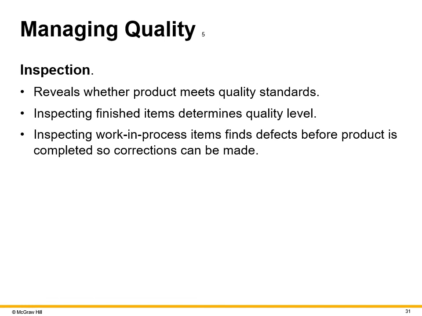Inspection reveals whether products meet established quality standards. Some inspection techniques are simple, such as weighing or observing, while others are much more elaborate. Organizations normally inspect purchased items, work in process items, and finished items. The inspection of purchased items and finished items takes place after the fact, and the inspection of work in process is a preventative measure.